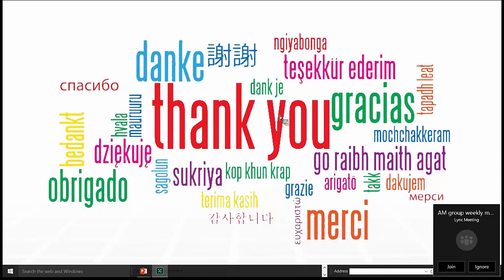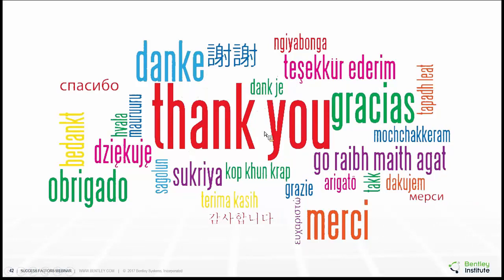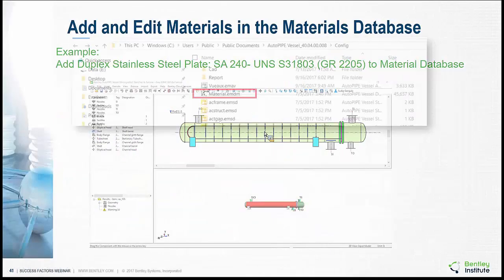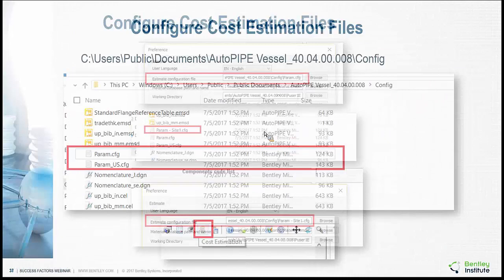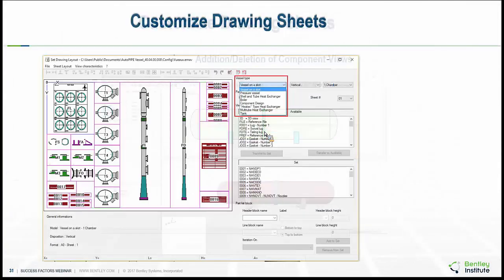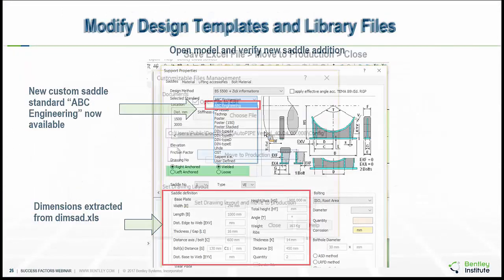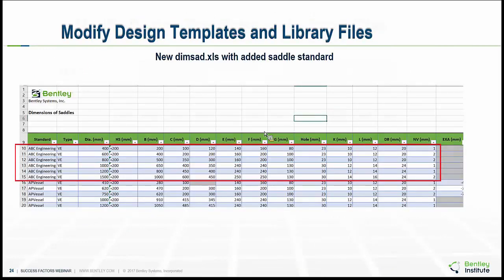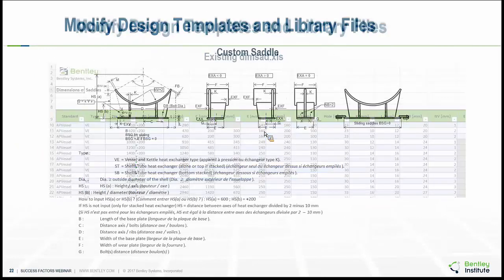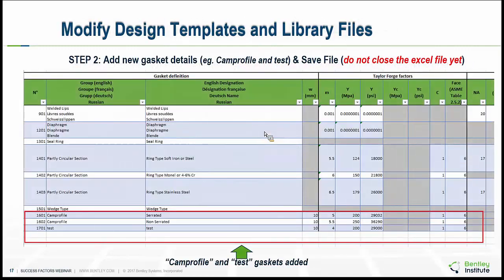Yes, the custom gasket details, like I mentioned, it is possible. You go to that gasket.xls file, and you add the number of rows at the end of the Excel file, and you enter the details. So it is totally possible. I just show 1 second here, like we did. So just like we covered the cam profile and test type gaskets.